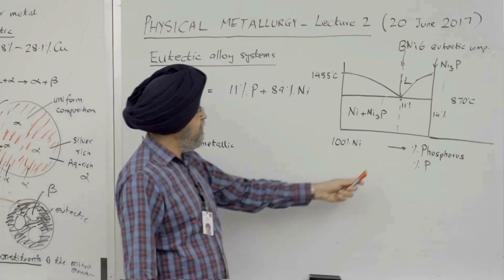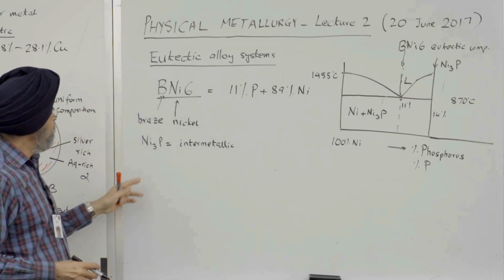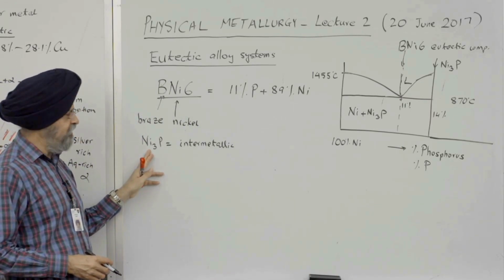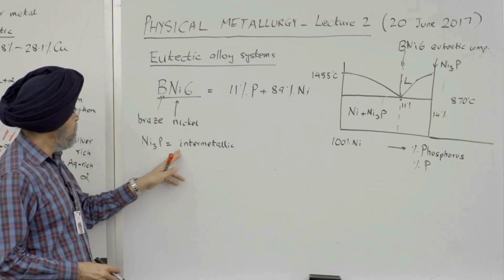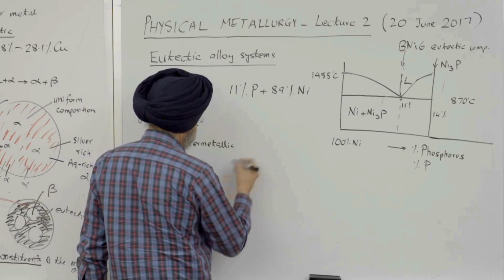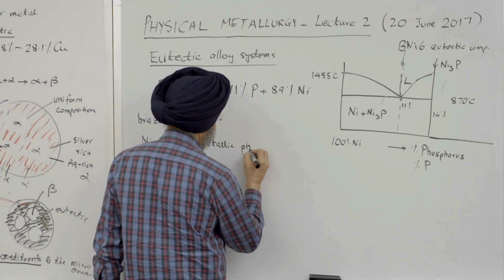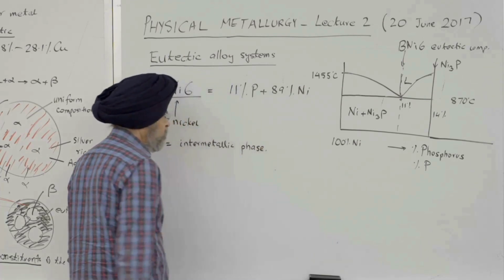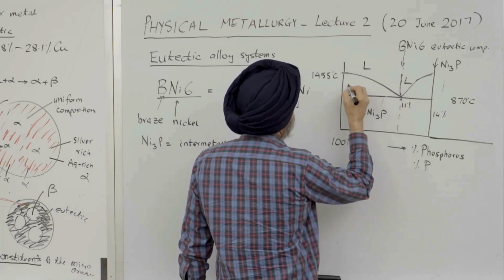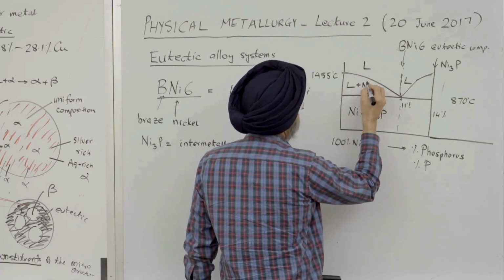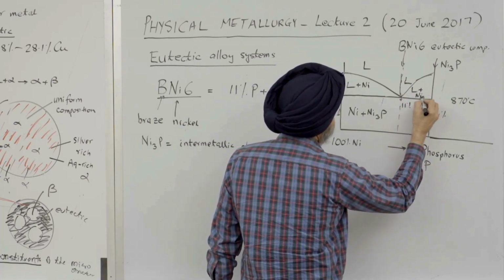So this Ni3P is a chemical compound. It's fixed. It's 3 atoms of nickel and 1 atom of phosphorus that gives you this intermetallic. We just call it intermetallic, or I can call it intermetallic phase. So when we cool down from the liquid, we get liquid plus nickel. On this side, we get liquid plus Ni3P.